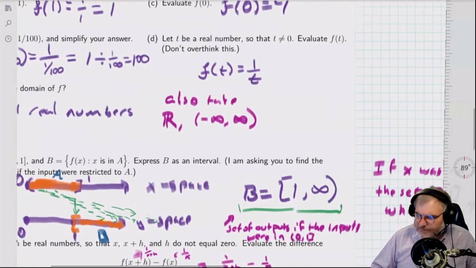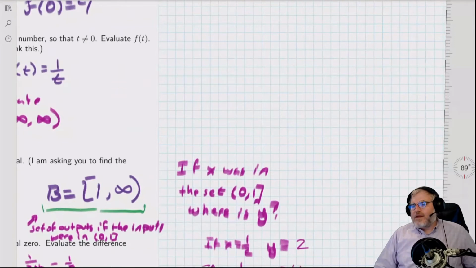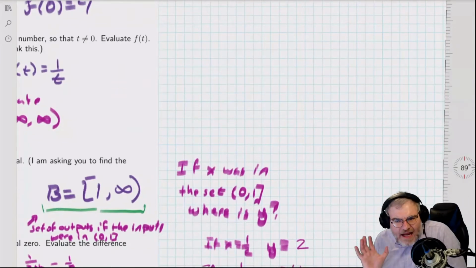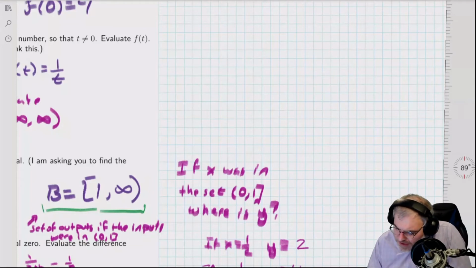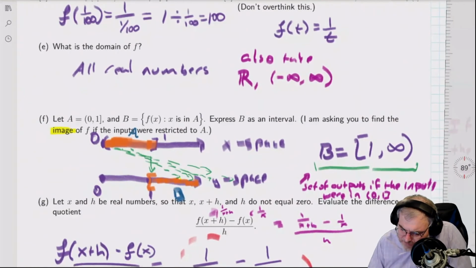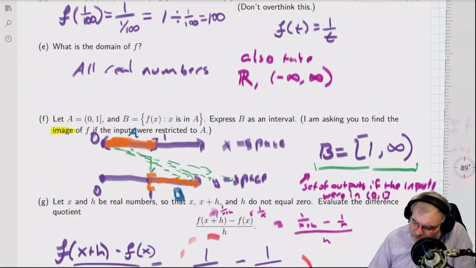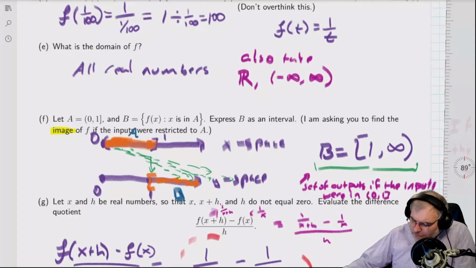What is this? F? So how do we feel? Not about how to find out what it is, but just what the question is. The question is, what is the range if I restrict the inputs to this interval, 0, 1? If I restrict my domain to A, what's the range?